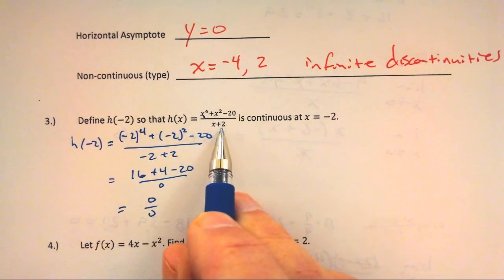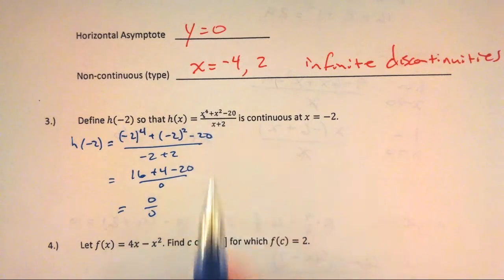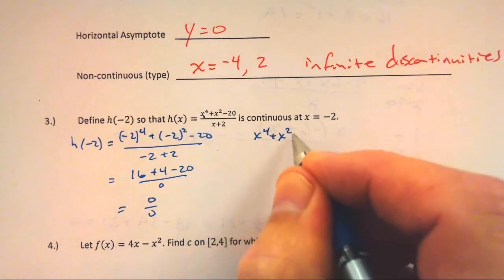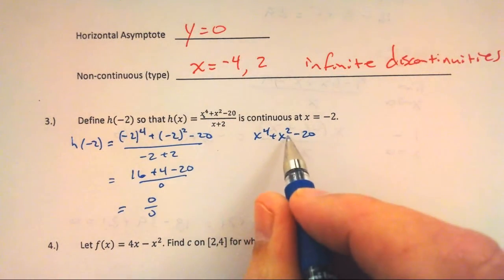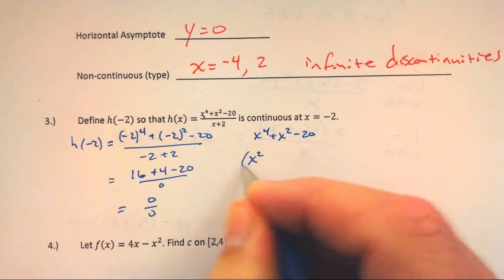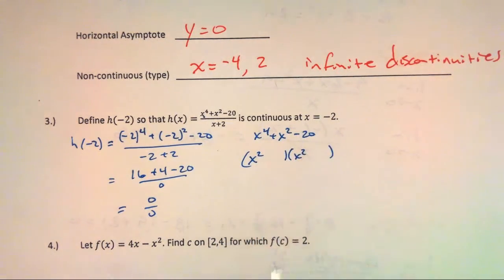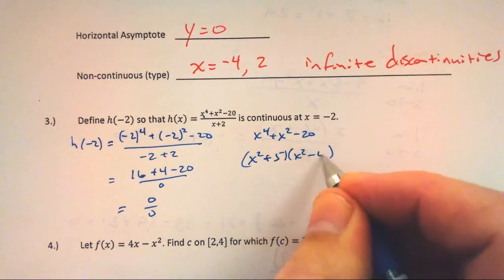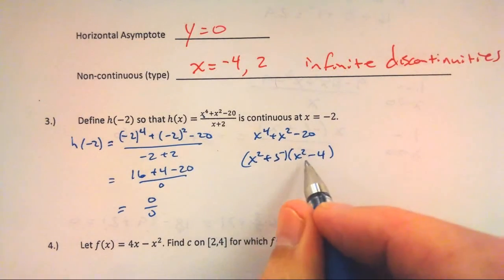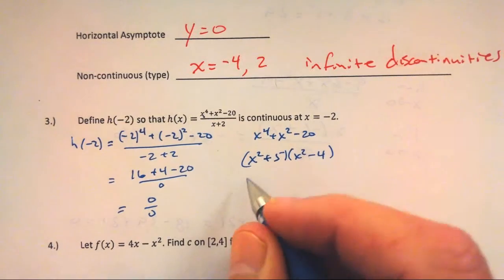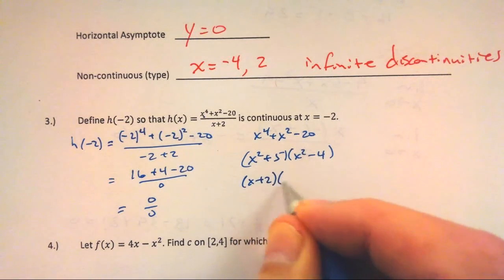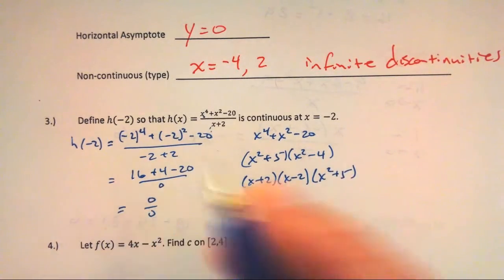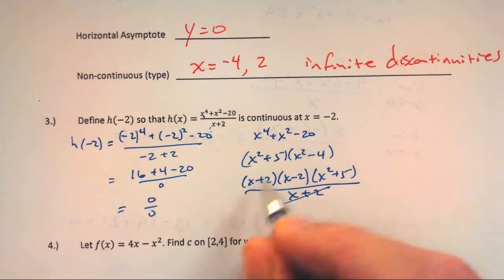So we have a hole, which means this is factorable by x plus 2. Let's work on factoring x to the 4th plus x squared minus 20. This is quadratic in x squared. Maybe it factors into x squared... Factors of -20 that add up to 1 are 5 and 4, and there's where we get our x plus 2 factor. So this becomes x plus 2 times x minus 2 times x squared plus 5, all over x plus 2, cancel, cancel.